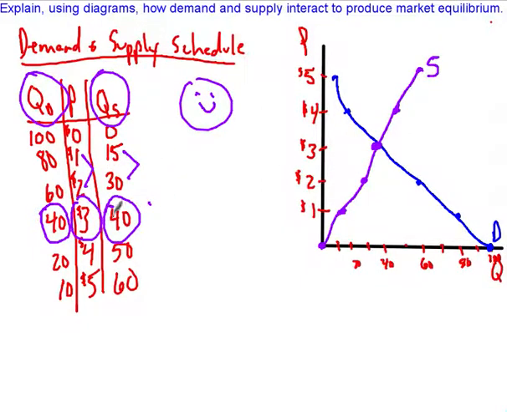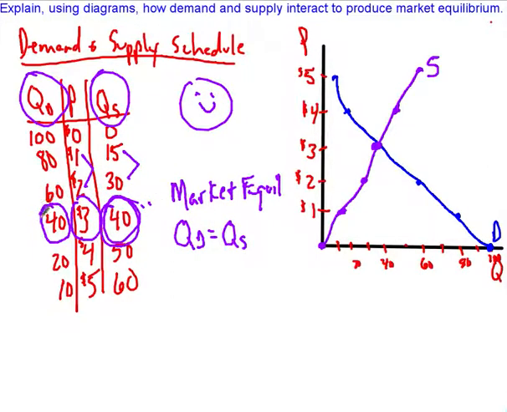All right, and so whenever you get this point, let me just draw this. Let's say that market equilibrium is when the quantity demanded is equal to the quantity supplied. All right, and so if you ever get a supply and demand schedule, and the question simply says, where's the equilibrium price? We know the equilibrium price is when the quantity demanded and the quantity supplied are equal. And whatever that point is, that is the equilibrium price.